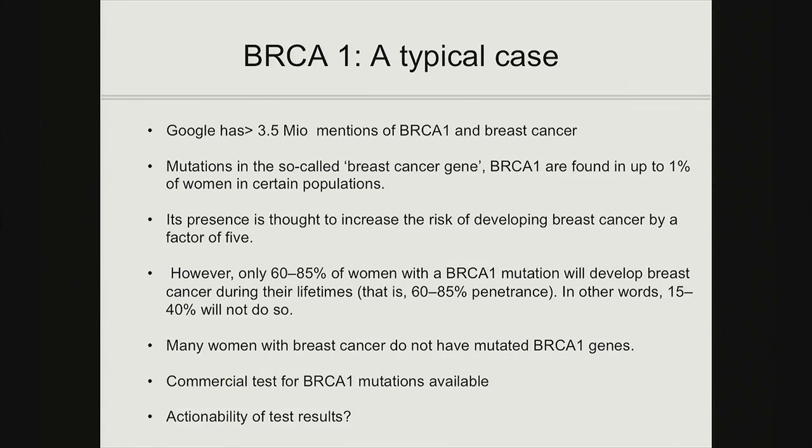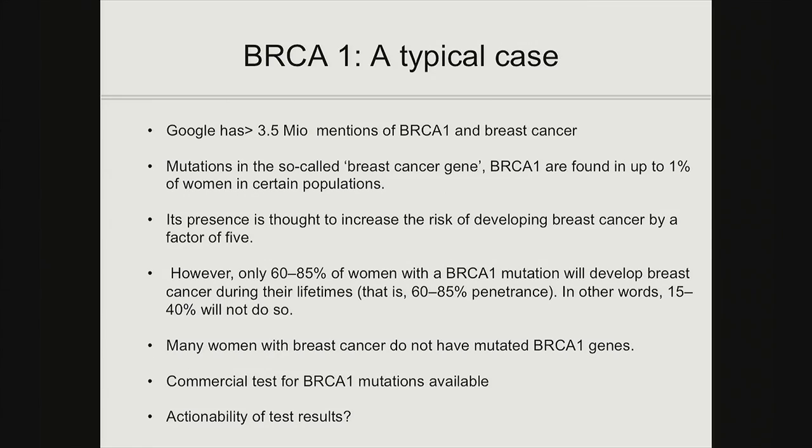So this is a gene that is referred to as a breast cancer gene, BRCA1. And this is an extensively studied gene. It does actually not come out of genomics. It's been discovered before as being associated with breast cancer in women. And if you go to Google, it has millions of entries that have something to say about this gene.